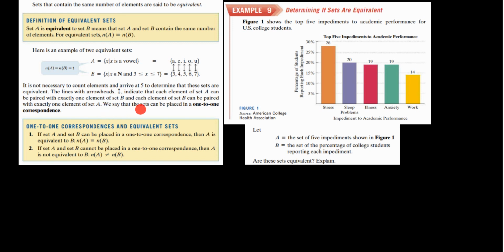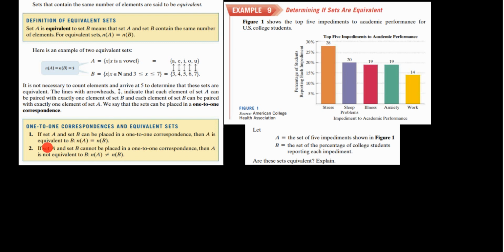We say that the sets can be placed in a one-to-one correspondence. You see how A corresponds with 3, E corresponds with 4, so on and so forth. Since we can take one arrow from one set and go to the other set, we call it a one-to-one correspondence. And again, as mentioned earlier, it doesn't matter the order whatsoever. It's just the fact that there are indeed 5. So, the definition: if set A and set B can be placed in a one-to-one correspondence, then A is equivalent to B. The cardinality of A is equal to B.